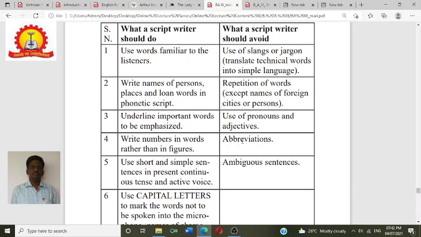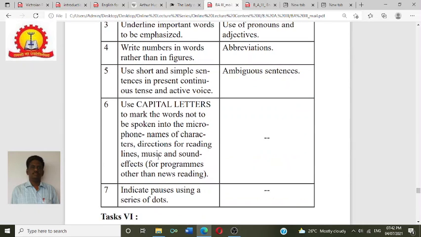Then write numbers in words rather than in figures. So while writing a script, you should write numbers in words instead of figures. Avoid abbreviations, because we are supposed to read it aloud. Then use short and simple sentences in the present continuous tense and active voice. So this is an important tip for you. And you should avoid ambiguous sentences. So this is the important thing you should understand.